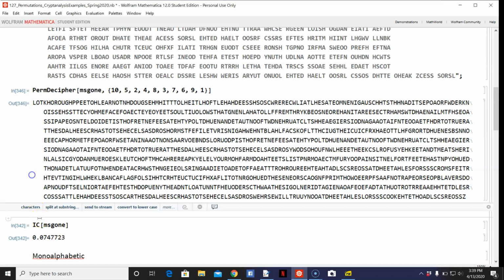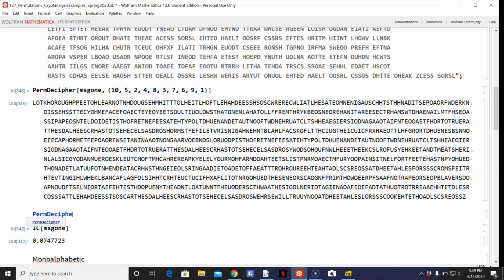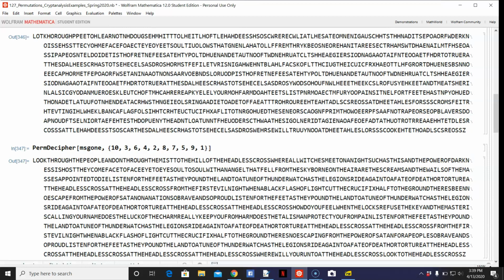So if we use, again, the perm decipher command, message 1, 10, 3, 6, 4, 2, 8, 7, 5, 9, 1. And there it is. Look through the people and on through the mist to the hill of the headless cross, etc. All right, so there we go. That is an anagramming attack.